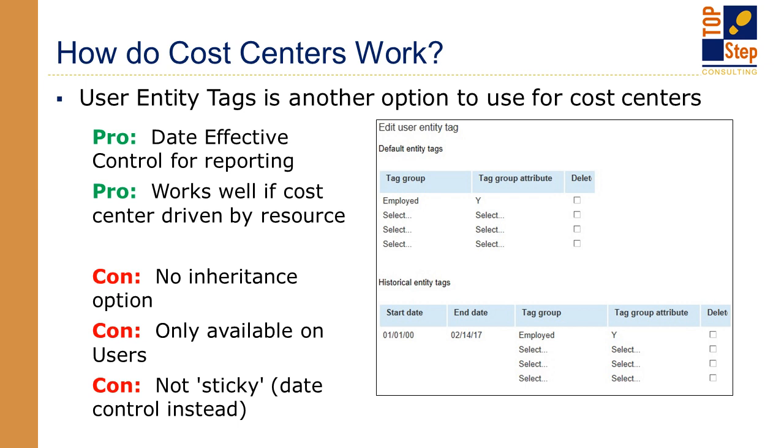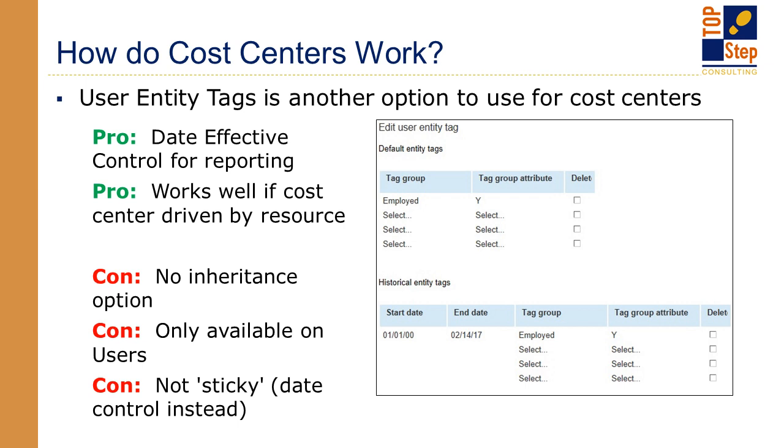In regards to cost centers, the way you can use entity tags is to say, on this date, I was in this cost center, and now on this date, I'm in a different cost center. We definitely recommend using entity tags with cost centers if you're looking to track movement or any reporting by dollars or time by cost center. It will definitely enhance the reportability of the cost centers.